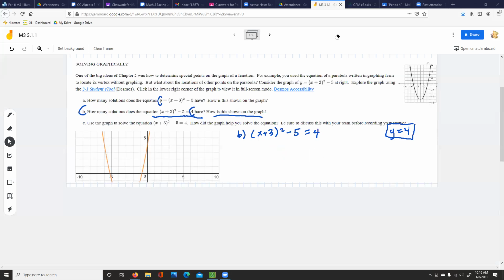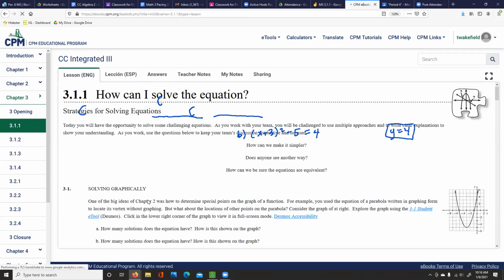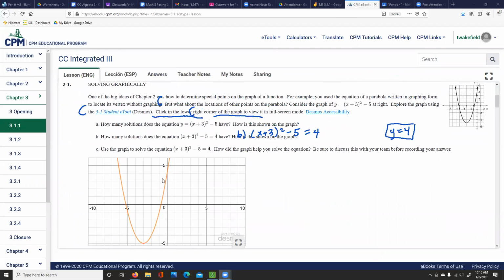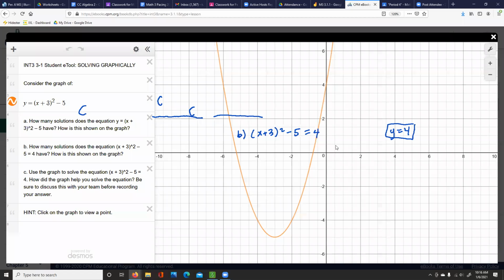Okay, so if I click on my CPM book right here, I need to go to the lesson part. This is problem number 1. Let me stop my video. So if we click on this Desmos, whenever there's a Desmos tool, please use it. They did a lot of work to make these. Okay, so here's our parabola.